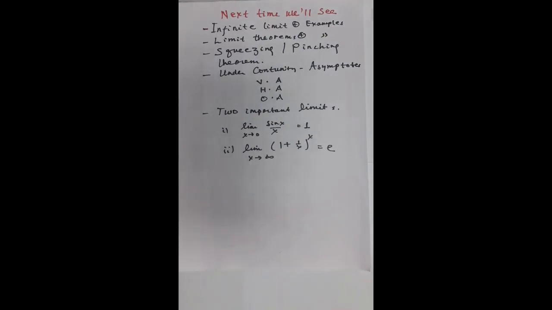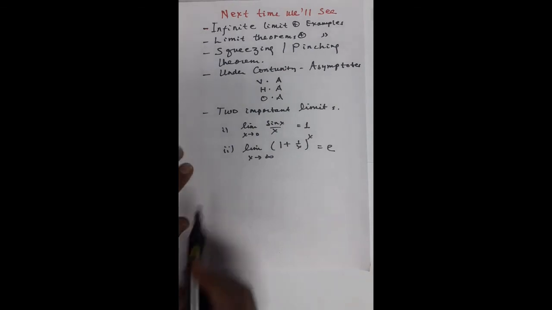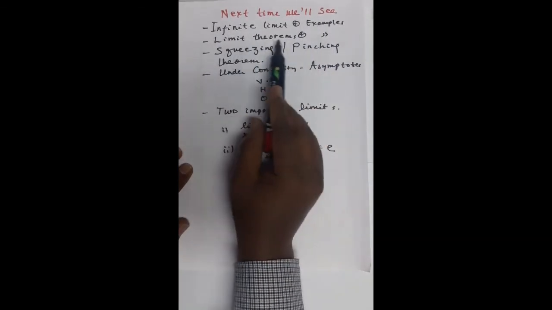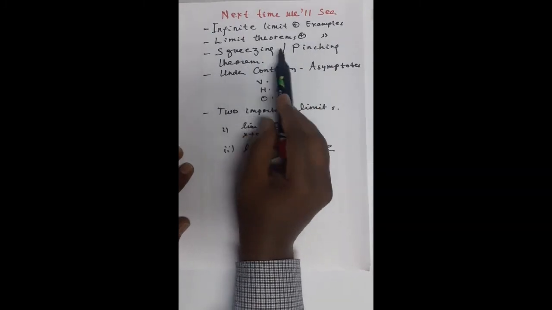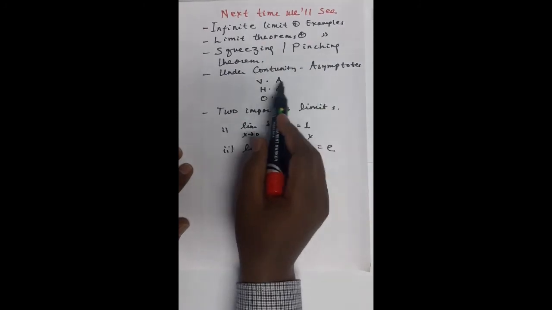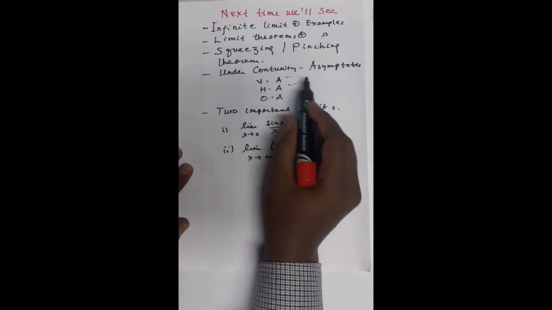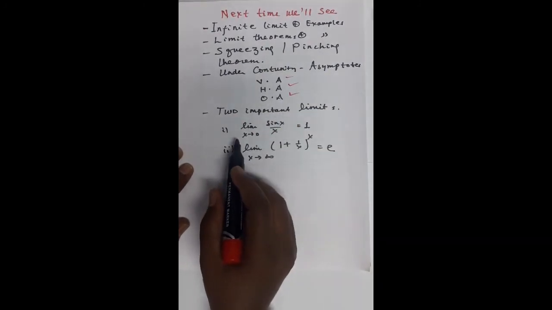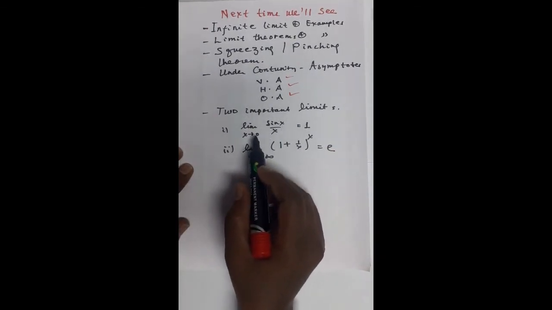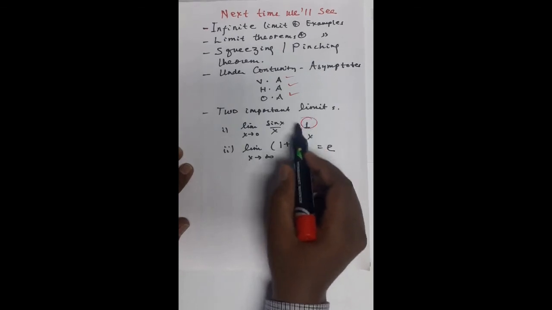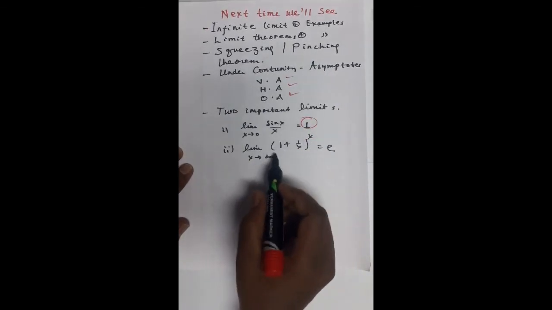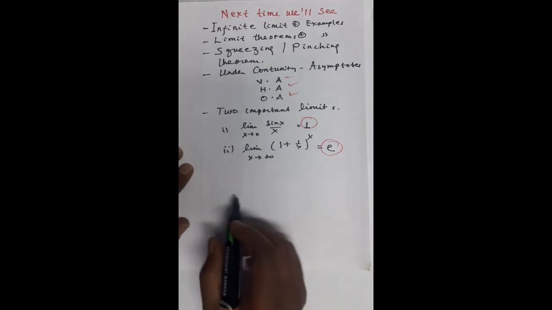Next time we will see infinite limits with examples, limit theorems with examples, and the squeezing or pinching theorem, under continuity, asymptotes: vertical asymptote, horizontal asymptote, oblique asymptote, and two important limits, that is the limit of sin x over x as x approaches 0 is equal to 1, and the limit of 1 plus 1 over x to the power of x as x approaches infinity is equal to e.